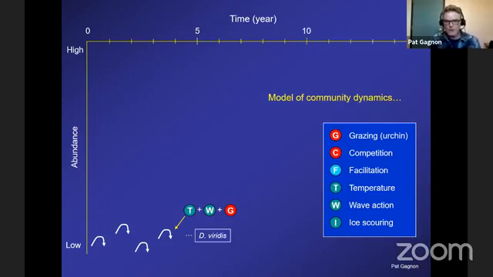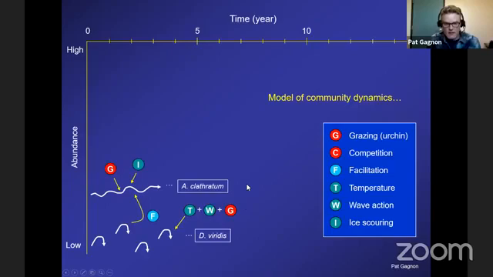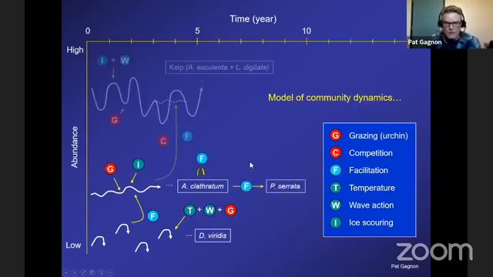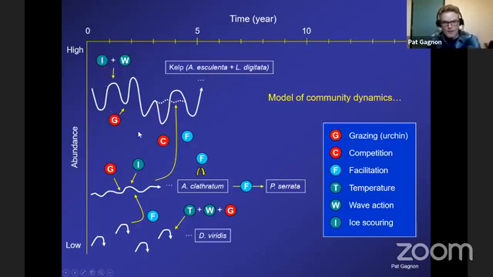And so this is generating lots of data, which in the end we use to produce what we call models of community dynamics. So basically, models that tell us what's happening and when in the system, and what kind of interactions we have between different species that we find on the seabed. This one is describing the dynamics for the urchins and kelp and a few other seaweeds.